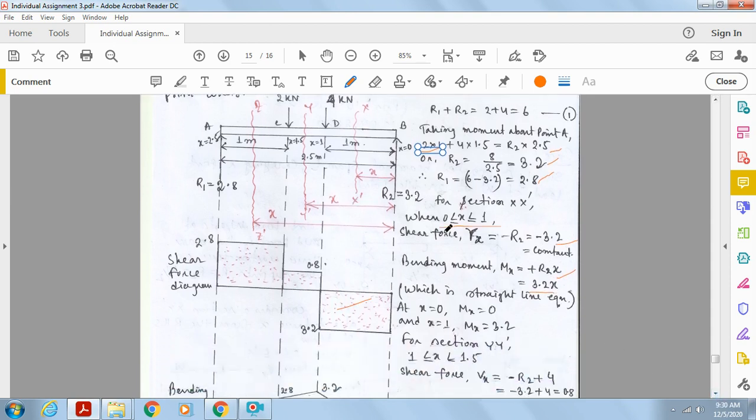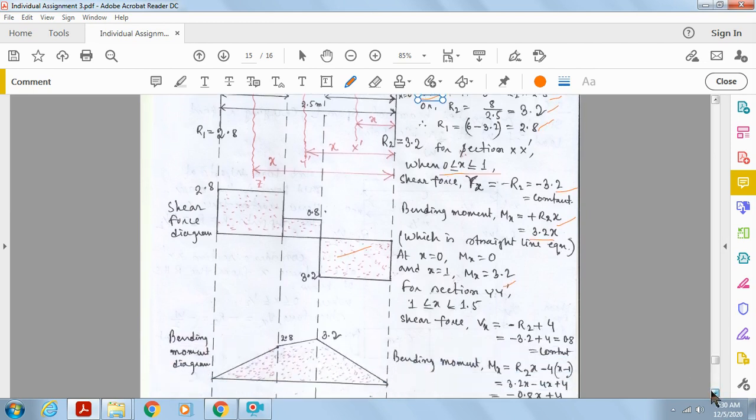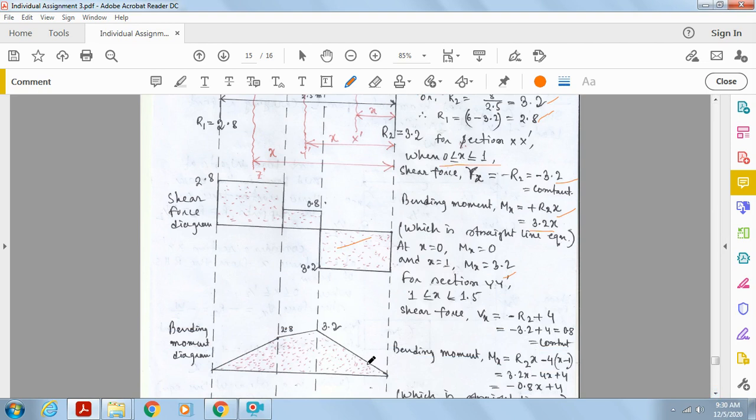At the point x equal to 0, Mx equal to 0. At the point x equal to 1, Mx is coming 3.2. So just locate these two points, 0 and 3.2, and join these two points by a straight line, as the Mx is following a straight line path.